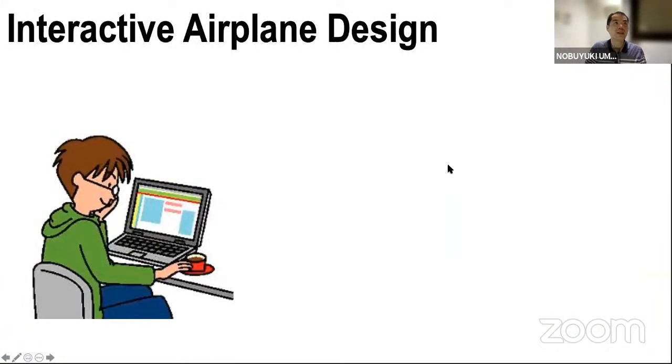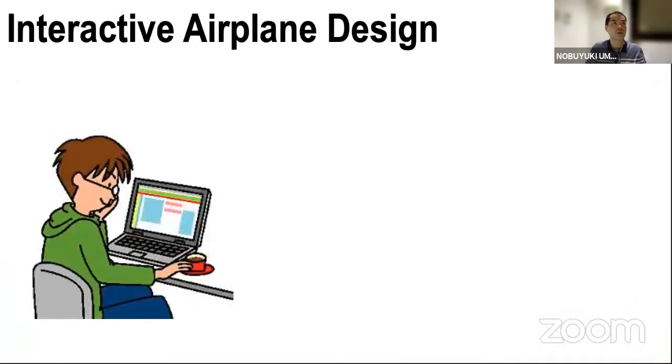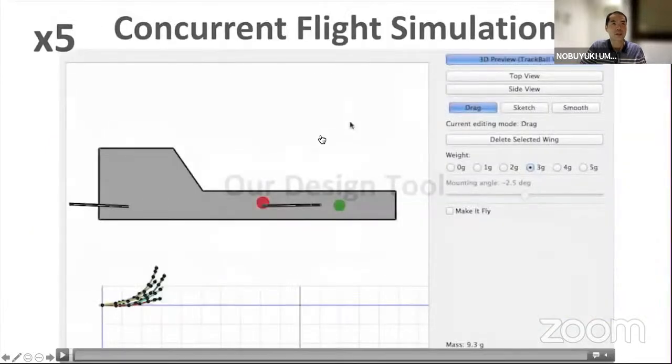So we solved this problem for 3 different projects. One is interactive airplane design. The idea is that a novice user sketches the shape of the airplane, and after it is fabricated using the interactive design system involving the physics simulation, we can fabricate it easily with a laser cutter. So here is the design system.